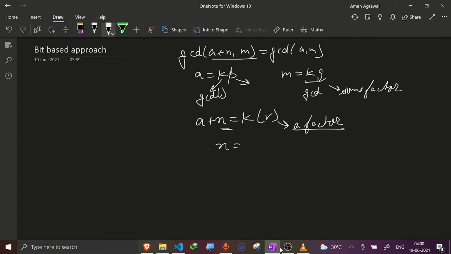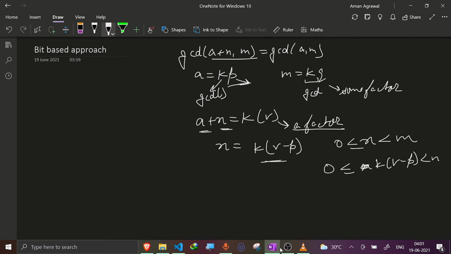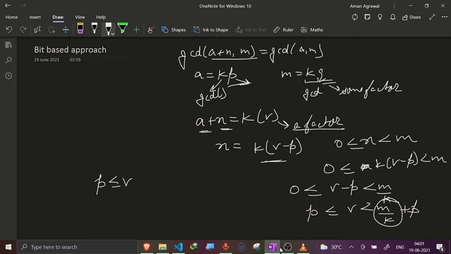Now taking this x on the left side and all things on the right side, I can write this a as this. And now by the condition given, I have this. Putting this in here, I get this as r minus p less than m. And so basically 0 less than or equal to r minus p less than m by k, and adding p to both sides, less than m by k plus p. Basically this m by k is nothing but q only. So basically our final condition comes out to be r belongs to p plus q.